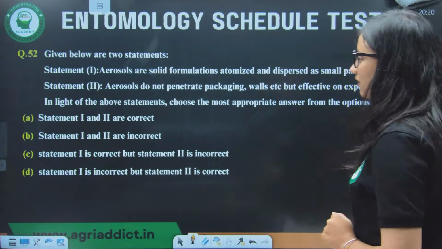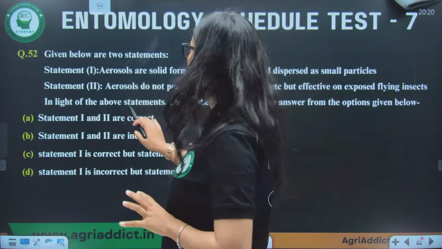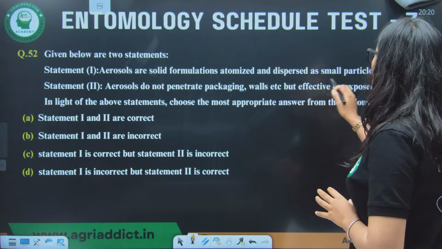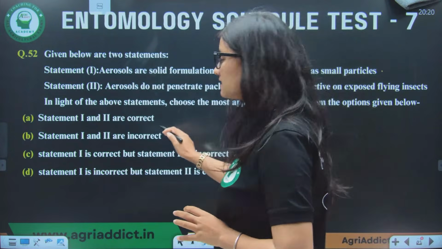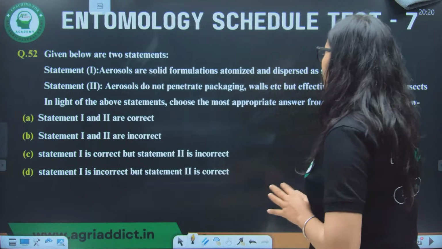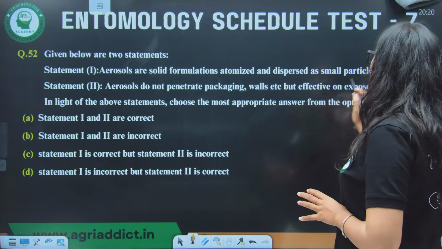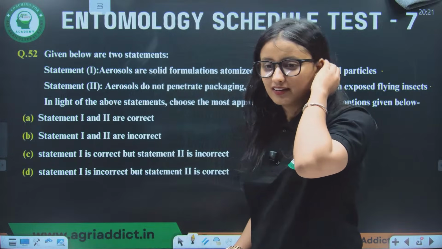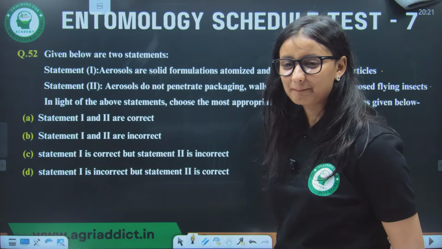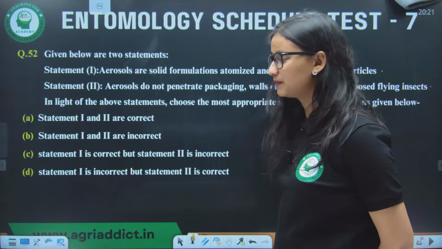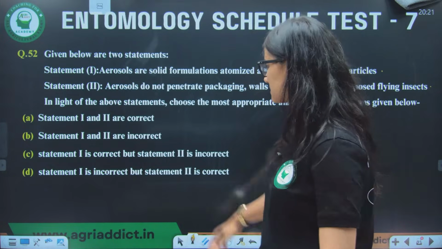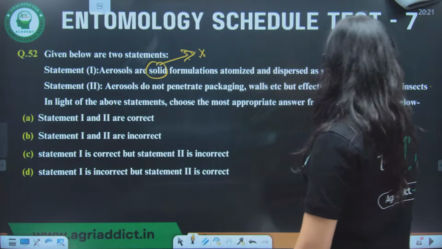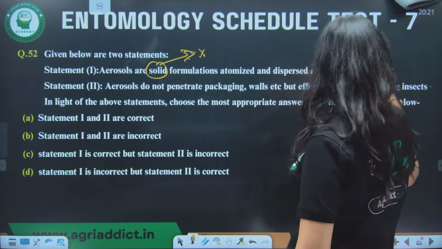Okay. So, here are the two statements. First is, aerosols are solid formulations atomized and dispersed as small particles. And second is, aerosols do not penetrate packaging, walls, etc., but are effective on exposed flying insects. D. First is incorrect. Yes. This is incorrect from here. Aerosols are not solid. So this is wrong and this is the correct one.